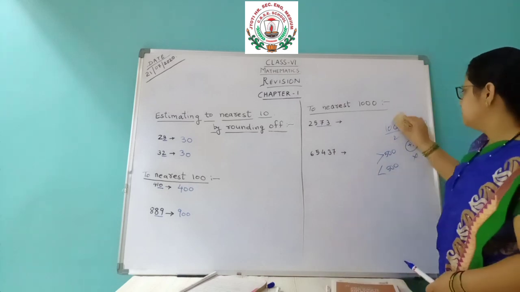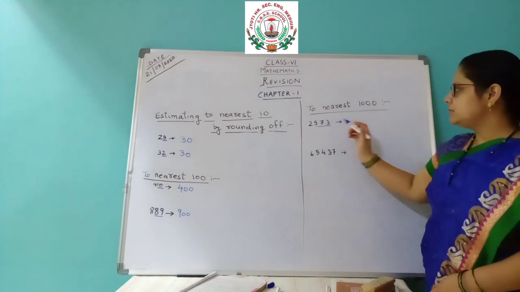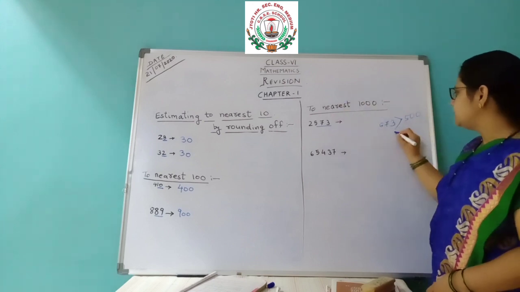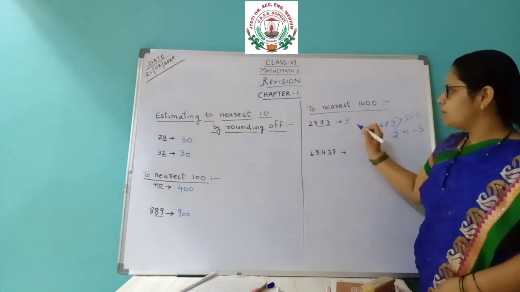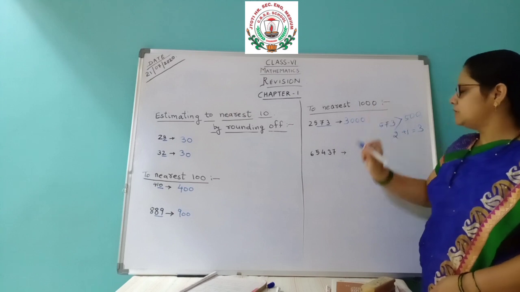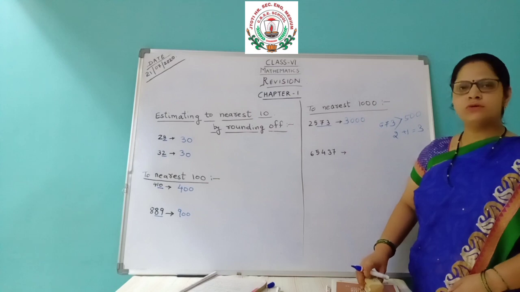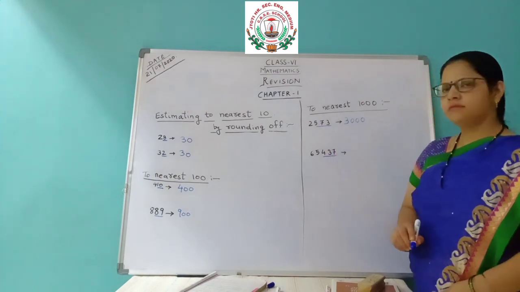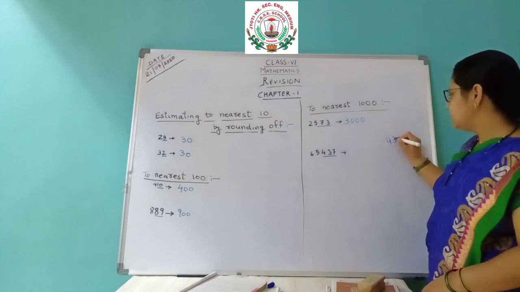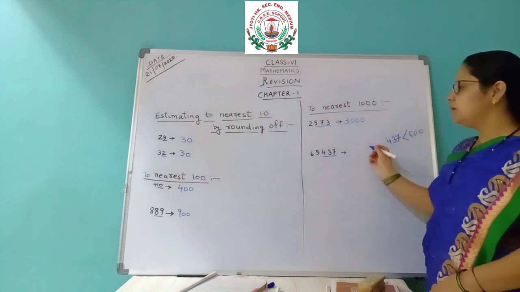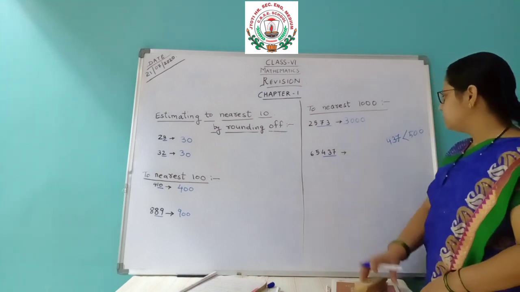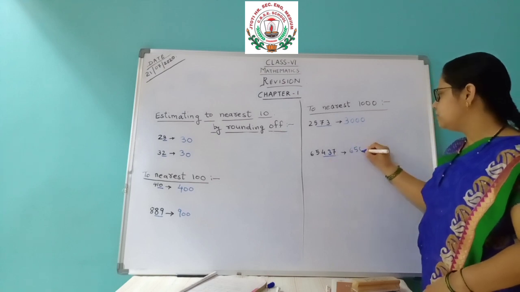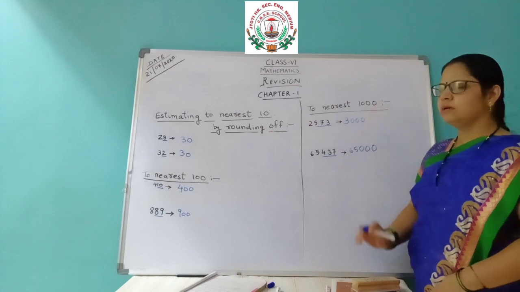Now, checking for these particular questions. The last three digits are 573. It is greater than 500. So you have to add 1 in the previous digit. The previous digit is 2, so it will become 3. So the previous digit will become 3 and the last three digits will be 3 zeros, because it is estimation to the nearest 1000. Now here, checking the last three digits, it is 437. It is less than 500. So nothing to do in the previous digit. Nothing to do means it will be 5 only. So 65, nothing to do in the previous digit, and the last three digits will become 0, 0 and 0. This is estimation to the nearest 1000.